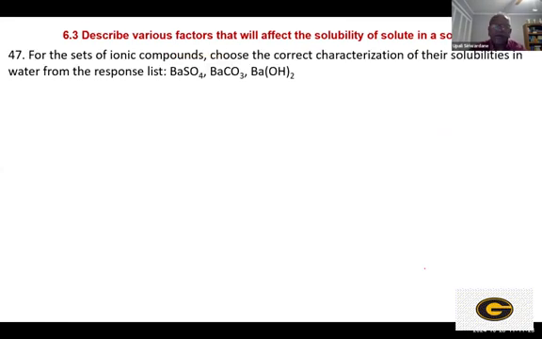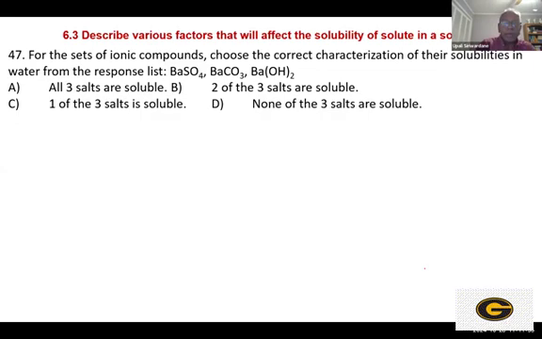For the set of ionic compounds, choose the correct characterization, then the statement. This is insoluble. This is carbonate ion, insoluble. This is soluble. One of the barium ion, according to the solubility rule. Therefore, 1 is soluble. C is the correct answer.